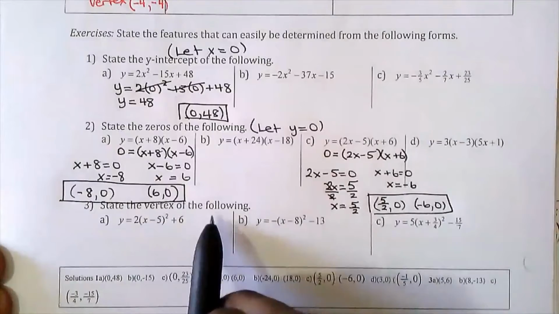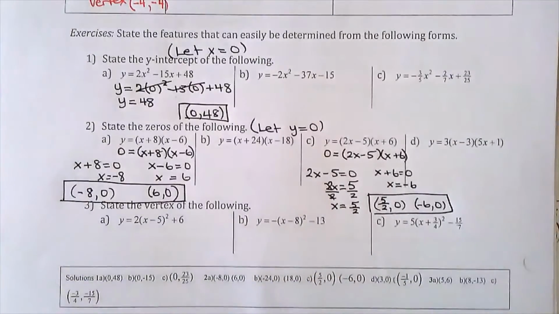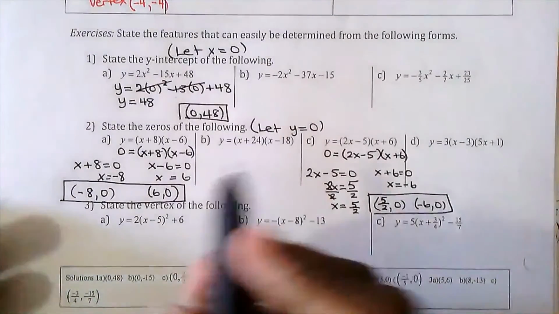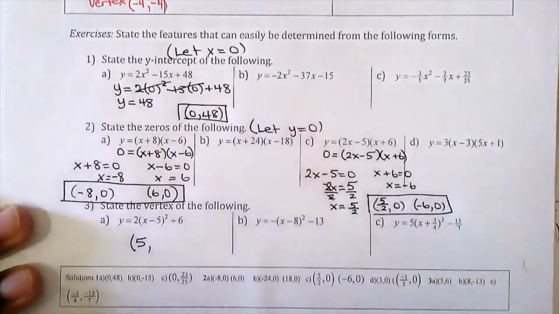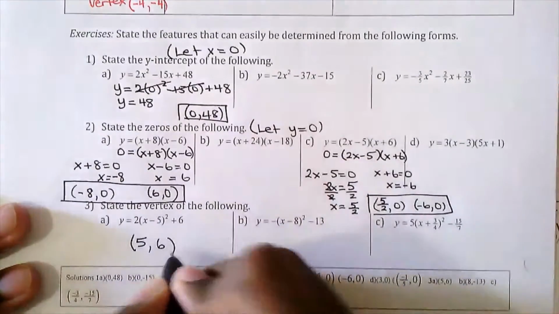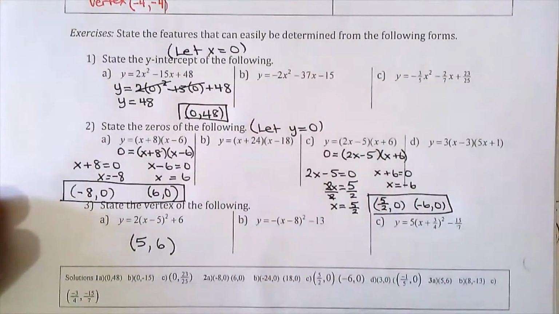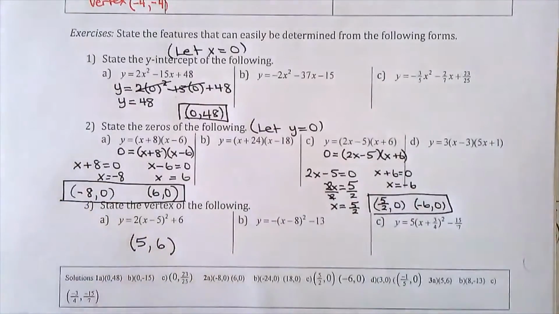Lastly, state the vertex of the following. Again, it's given in vertex form. This should be quite easy. Here is our h value, but we always take the opposite. And here is our k value. So I want you to try these and then check your answers with the bottom here. Okay, give me a few seconds as I switch to the next page.